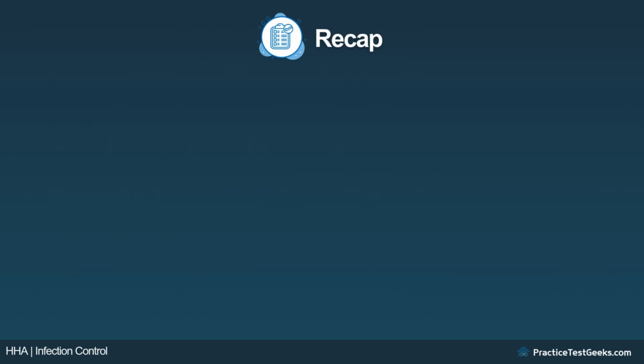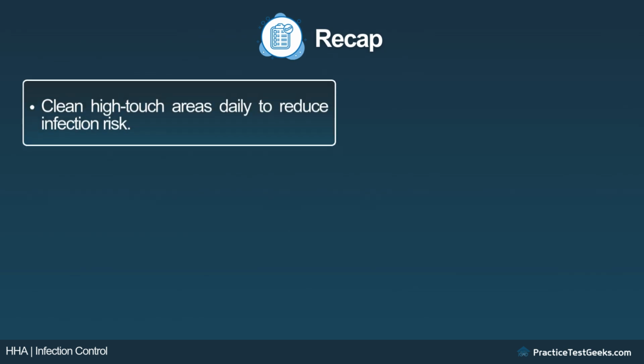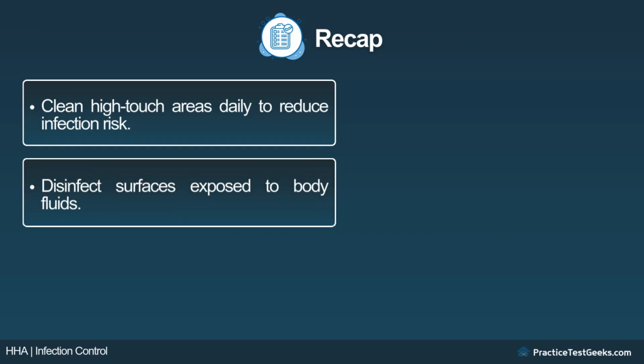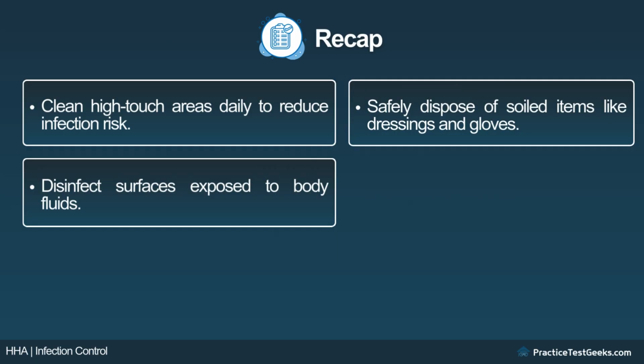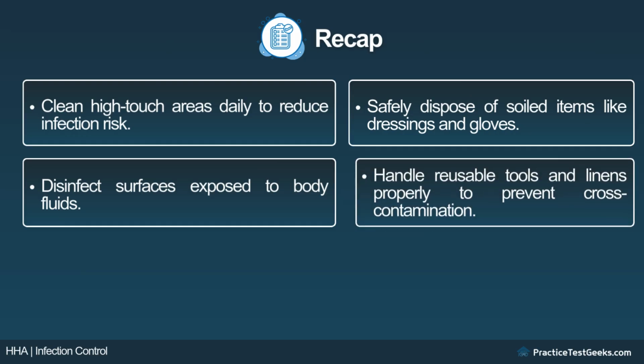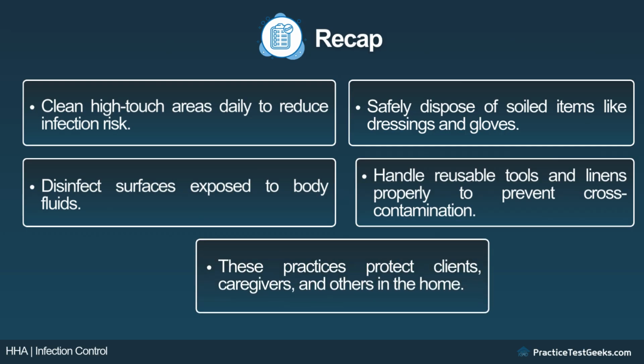To reduce the risk of infection, remember these key practices. Clean high-touch areas daily to reduce infection risk. Disinfect surfaces exposed to body fluids. Safely dispose of soiled items like dressings and gloves. Handle reusable tools and linens properly to prevent cross-contamination. These practices protect clients, caregivers, and others in the home.